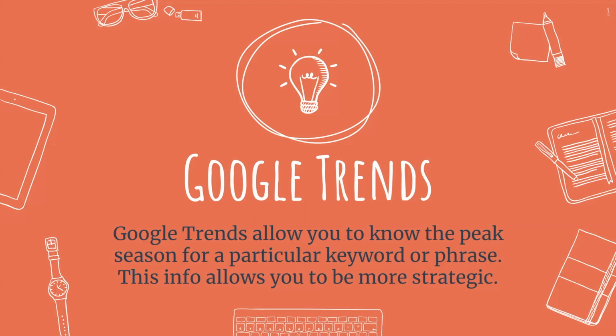So for example, let's say we're talking about the fishing niche, right? If you go to Google Trends, you will see a clear trend of when people are searching for fishing shirts or just fishing products in general. And that's around the summertime, because that's when it's peak season for fishing.